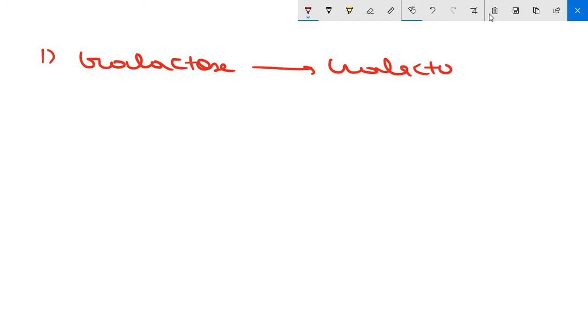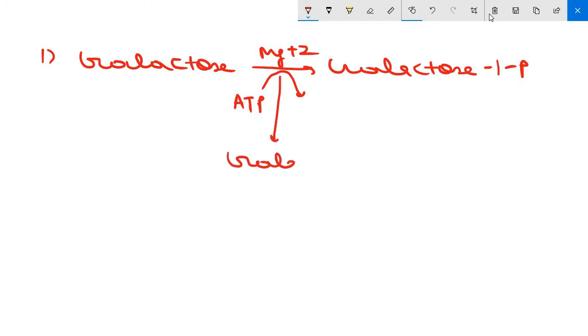The first step is galactose being converted into galactose 1-phosphate, using ATP, because the phosphate group is coming from ATP, and Mg2+ is assisting the enzyme. The enzyme in this step is galactokinase, and its cofactor is magnesium.